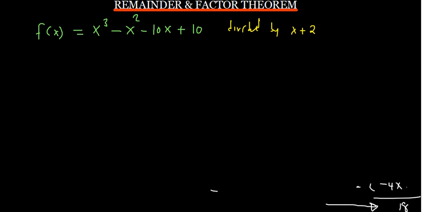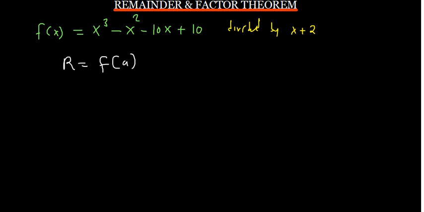We can find the remainder directly. And how do you find it? The remainder is equal to f of a. That is how you find the remainder. So if I wanted to find the remainder in here, just equate this to 0 and find the value of x. So x is equal to negative 2. So just take negative 2 and substitute it in this function. That's the meaning of f of a.